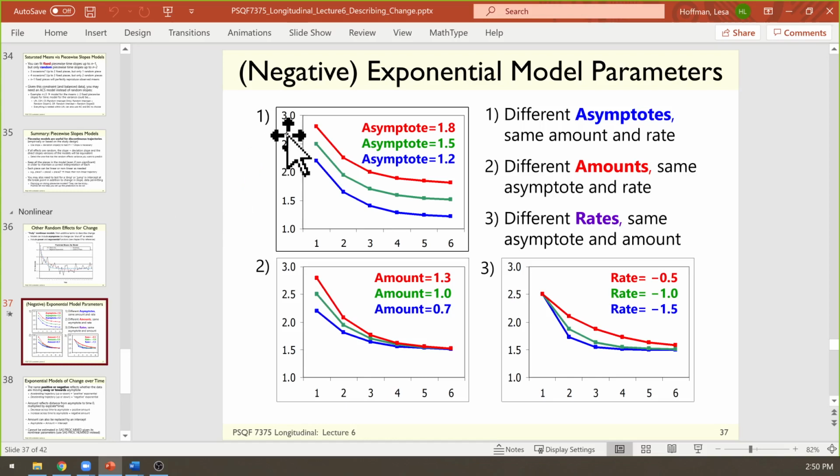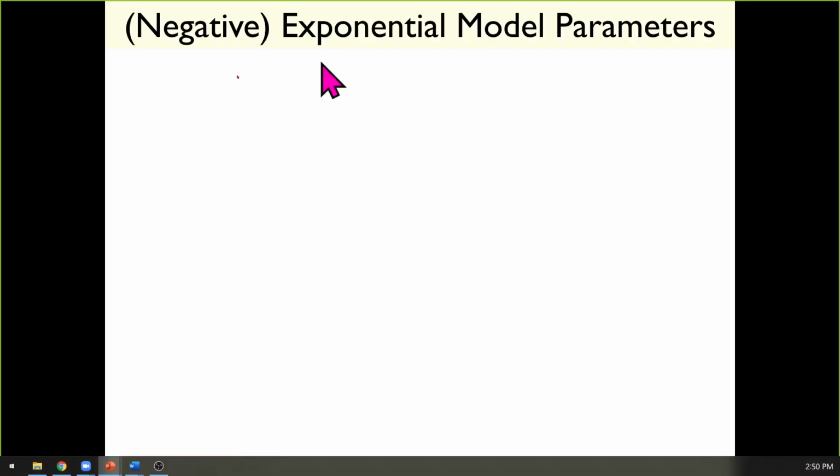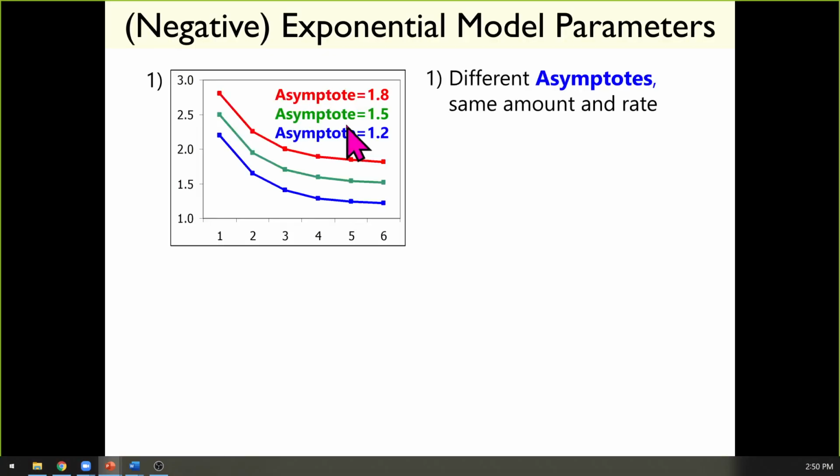So I have curves here that vary only in the parameter that I'm focusing on in each picture. So these are very prototypical learning type curves. Like you get faster as you do this task, but only up to a point. You hit some sort of theoretical asymptote where you could keep practicing, but you're not going to get any better. So these three curves here on slide 37, they differ in their asymptote.